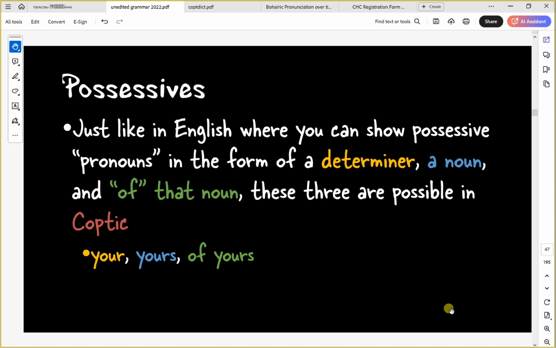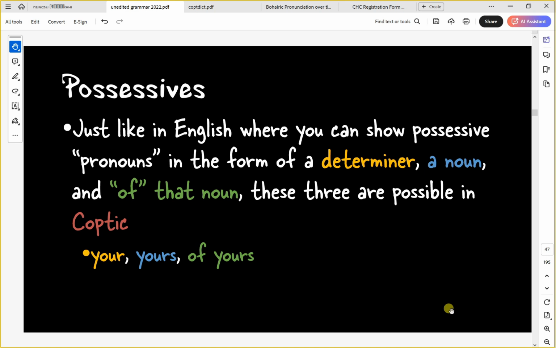Possessives, like in English, where you could show possessive pronouns. In English, you could have possessive pronouns in the form of a determiner, a noun, or of that noun. I have examples below, and I color coded it for ease. The determiner would be like your. If I say your apple, the thing is still an apple, but I'm determining which apple by saying your. So it's your apple.